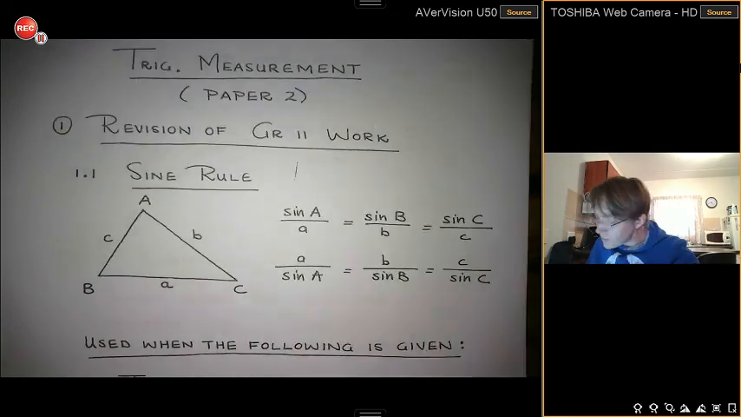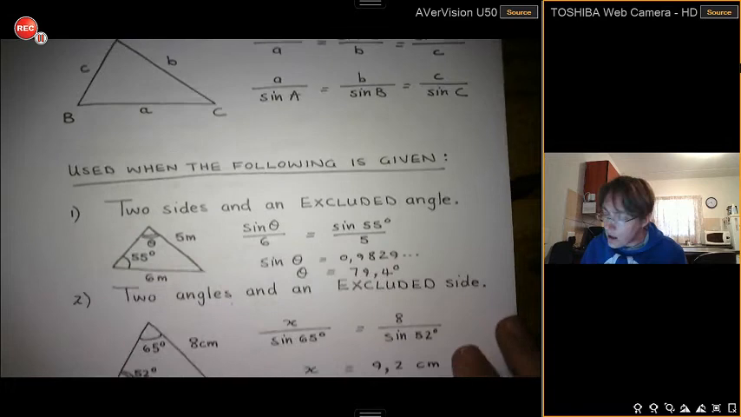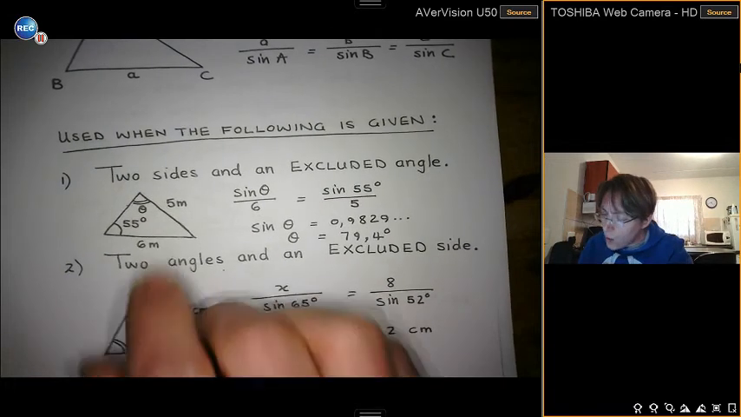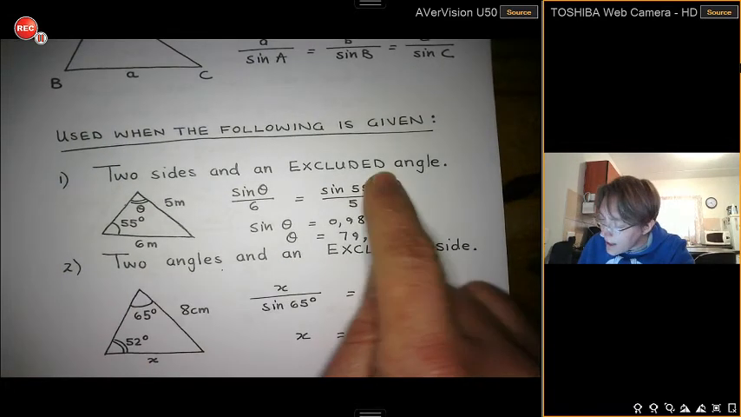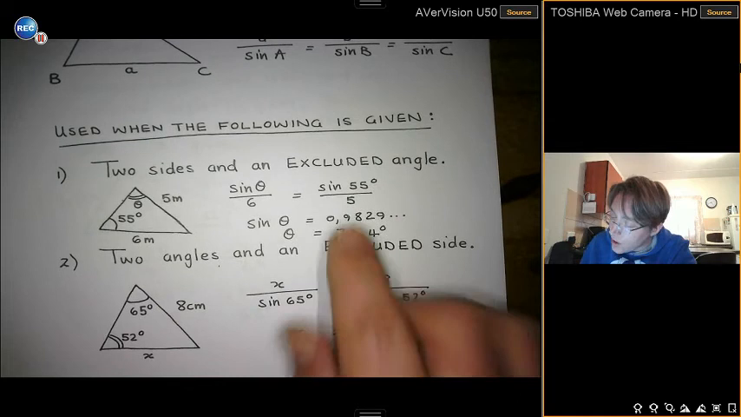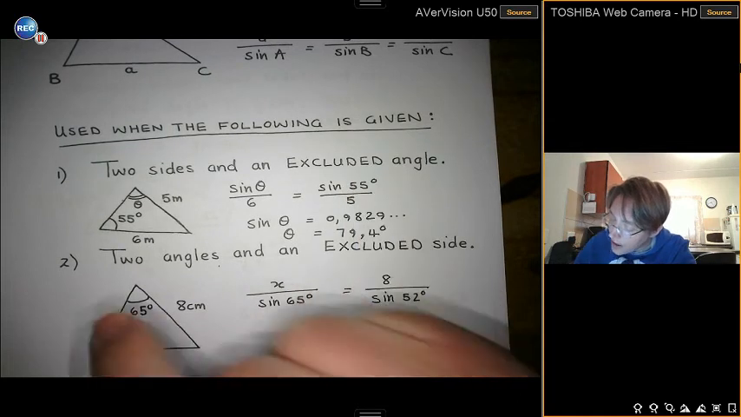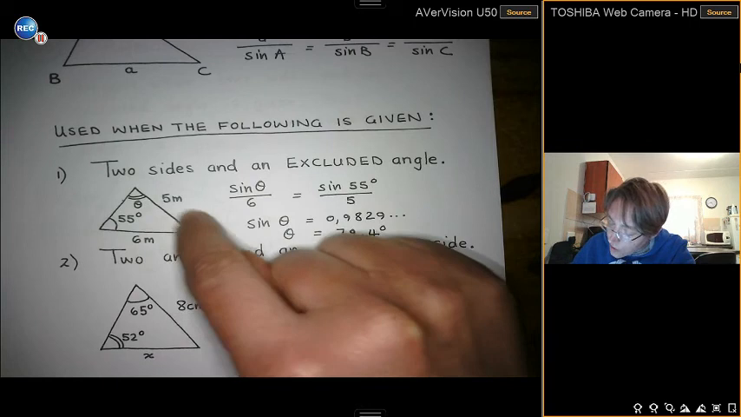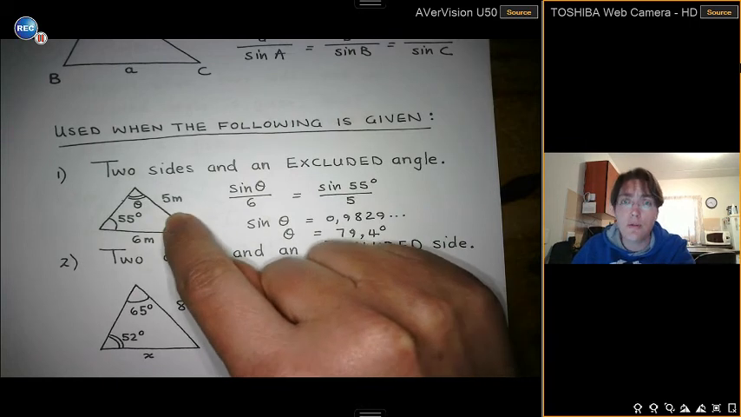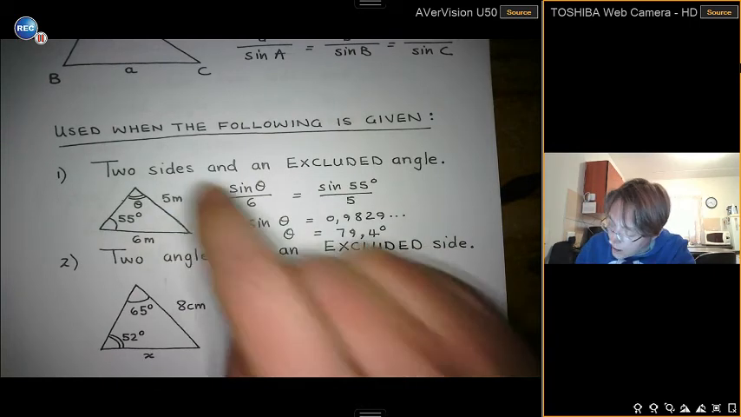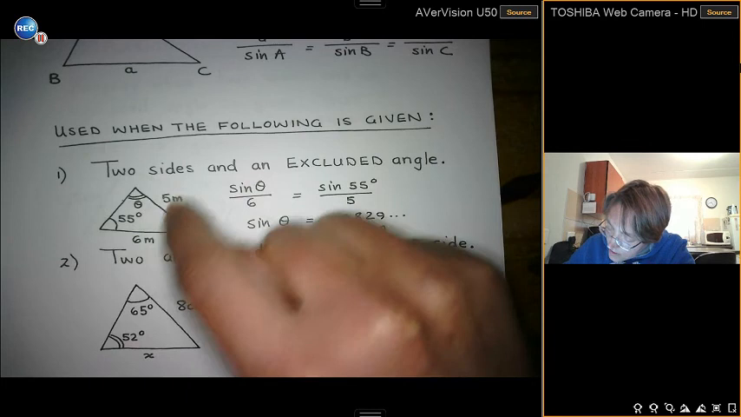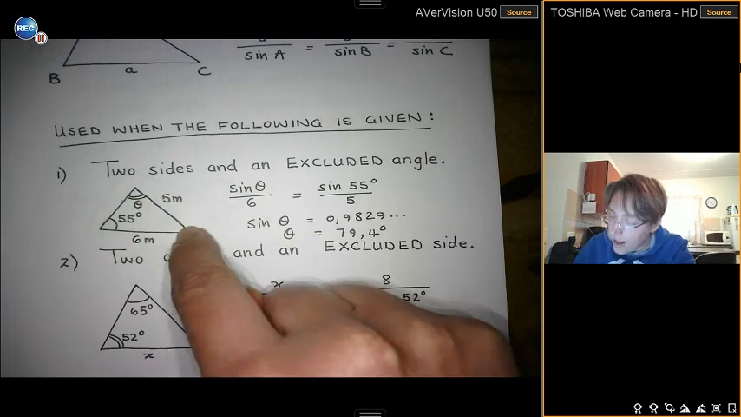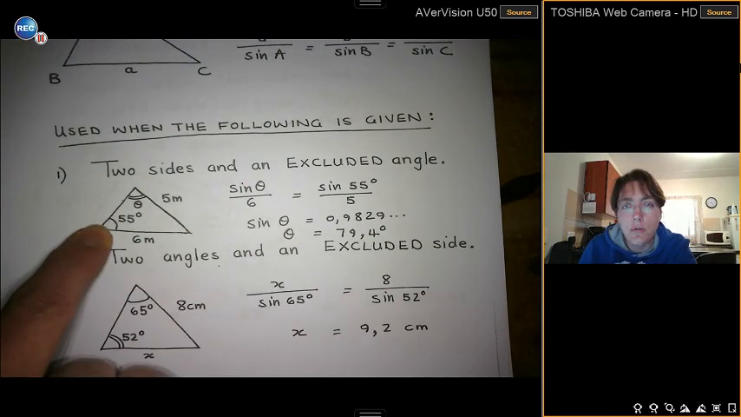Okay, now when do we use the sine rule? The sine rule is specifically used when 2 sides and an excluded angle is given. Now, the word excluded angle just means that the 2 sides given do not contain the angle given inside the 2 sides. So an included angle would have been over here between the 6 and the 5, whereas excluded angles are outside those 2 given sides.